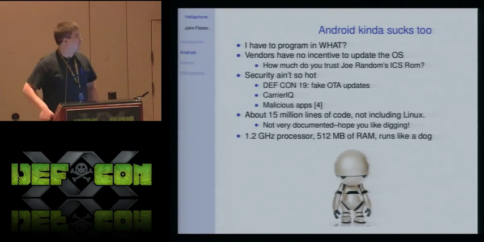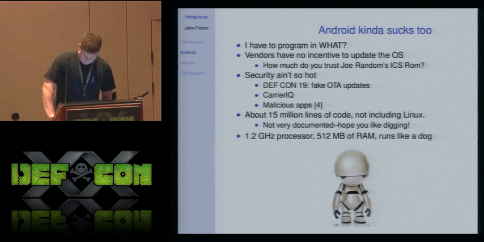And then my phone, for example, has a 1.2 gigahertz processor. It's got 512 megs of RAM. It still runs like a dog. I mean, it ran like a dog when I got it. You run a few apps, and then pretty quick your memory's all full.